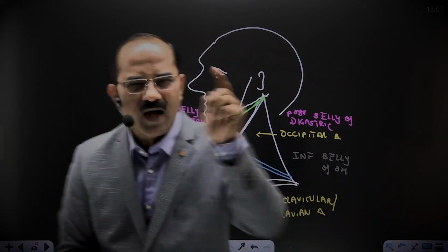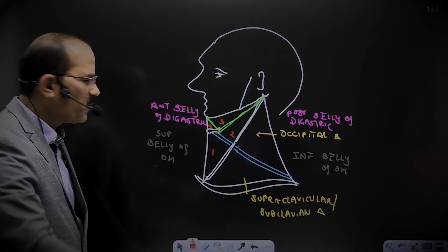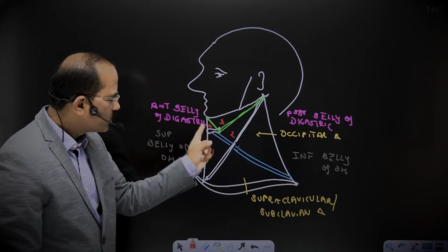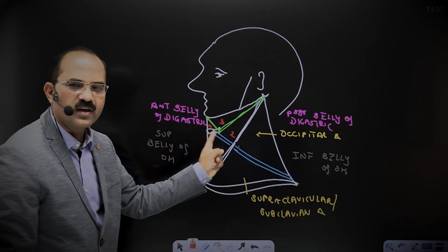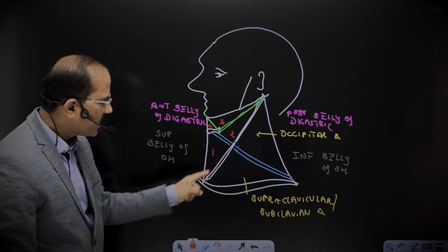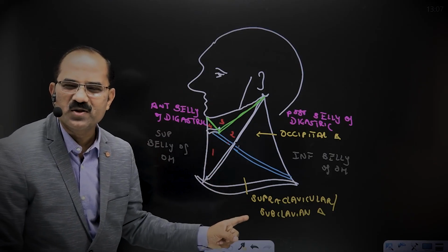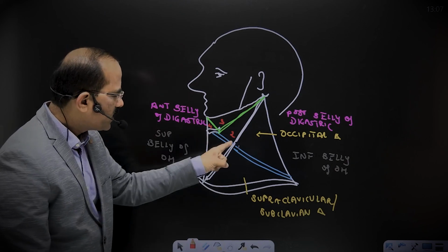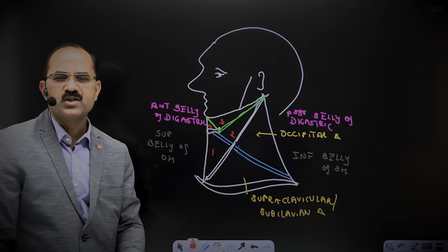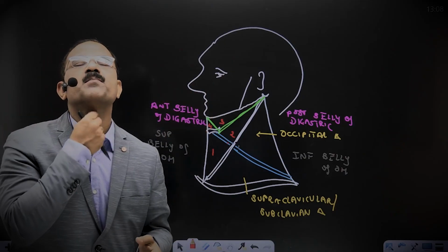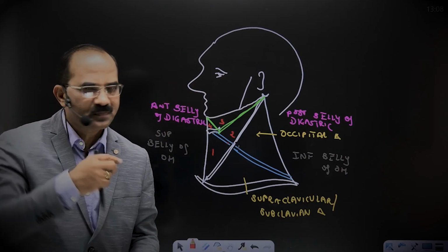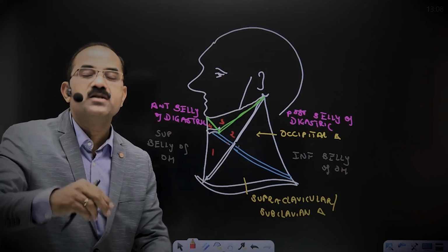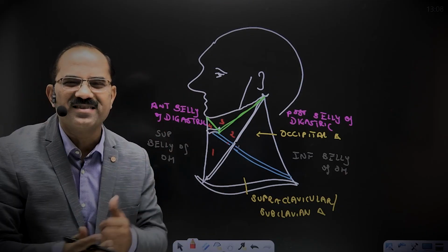Triangle number 1. What are the boundaries of this triangle? Come on, students, answer this. Who's this in front? The midline of the neck. Who's this above? The superior belly of omohyoid. And who's this behind? The sternocleidomastoid. A triangle bounded by the midline of the neck, the superior belly of omohyoid, and the sternocleidomastoid. In this triangle, we get only muscles, and these muscles look like a belt. This is what we call the strap muscles.